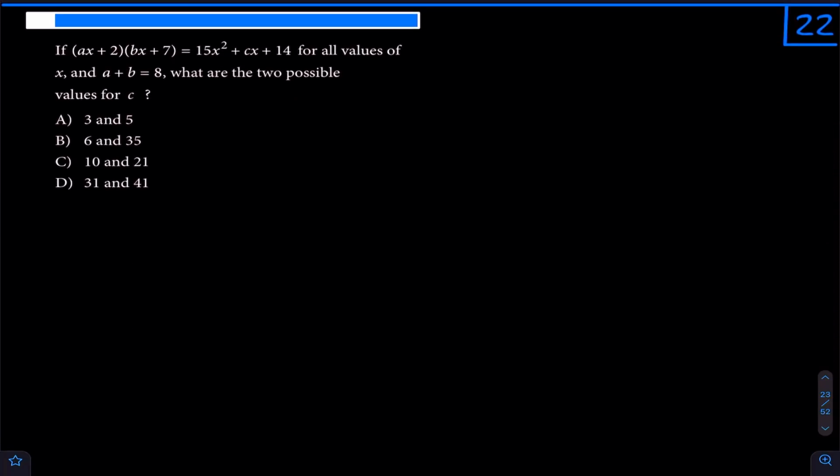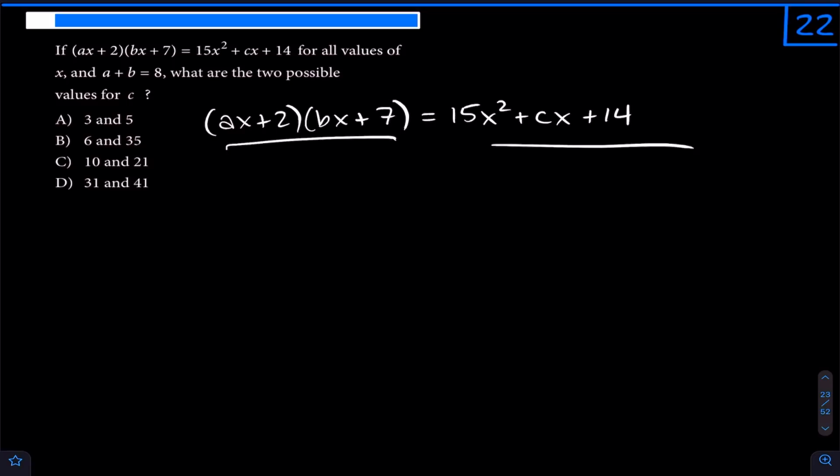Moving on to problem 22. This problem says if (ax + 2)(bx + 7) is equal to 15x squared plus cx plus 14 for all values of x, and a plus b is equal to 8, what are the 2 possible values for c? So let's write out what we know here. We know that (ax + 2)(bx + 7) is equal to 15x squared plus cx plus 14. And we know this is true for all values of x.